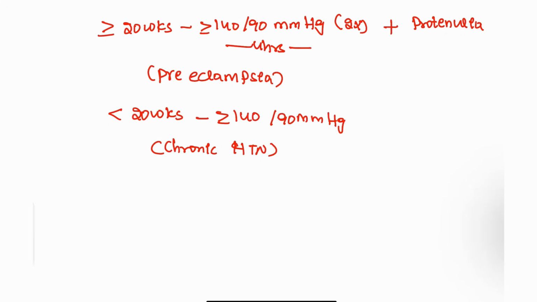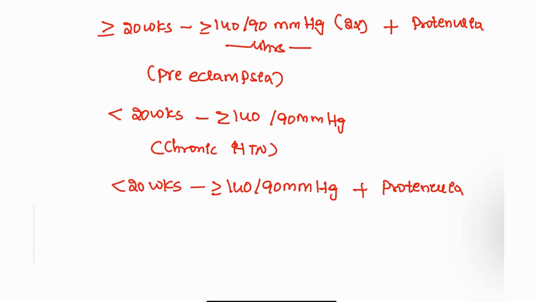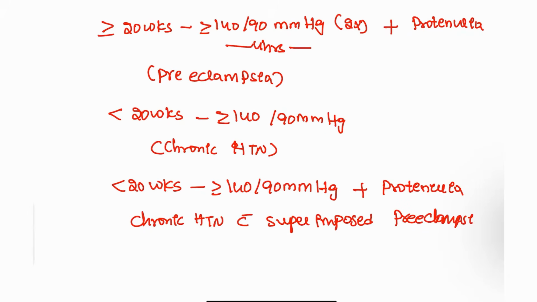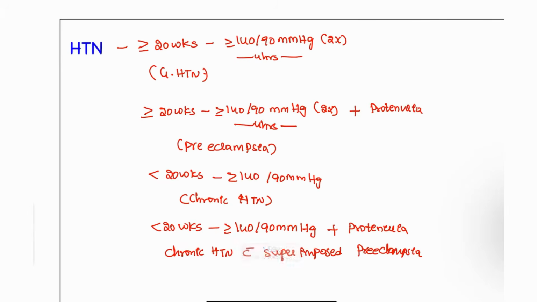Next, again less than 20 weeks, more than 140 by 90 mmHg plus proteinuria. This condition is chronic hypertension with superimposed preeclampsia. This is the classical definition that you have to remember. Next, moving on to the types that we have discussed: gestational hypertension, preeclampsia, chronic, and superimposed preeclampsia.